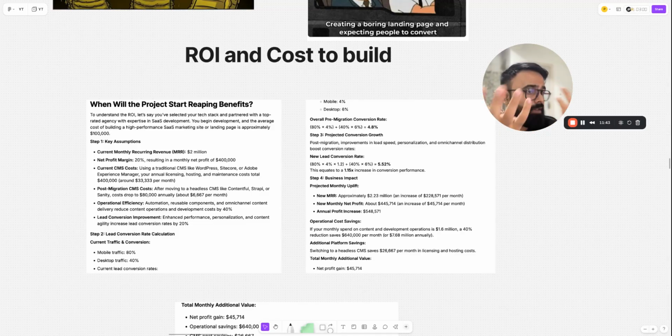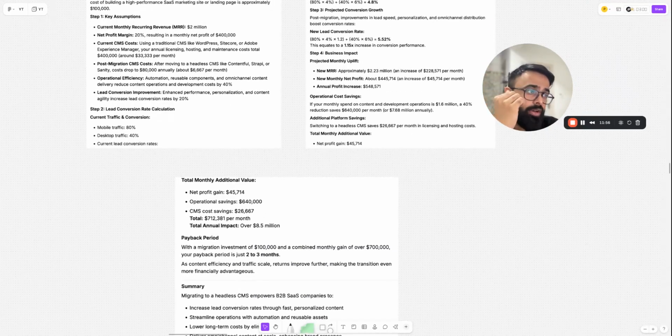So even with leads and conversions, right? Pre-migration, you're looking at around 4.8%, and post-migration you're looking at around 5.52%, which is around 1.15x increase. And your net profit gain is around 45K, while your operational savings can be around 640K, and your total annual impact can come to around $8.5 million, and your payback period can be around 2 to 3 months.